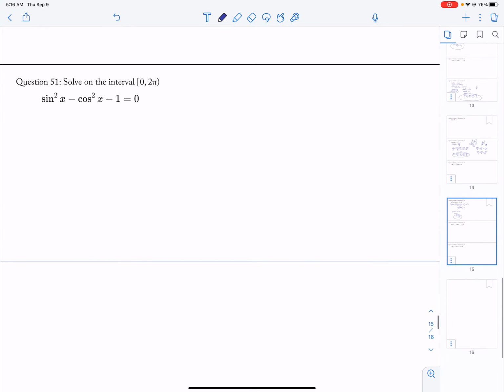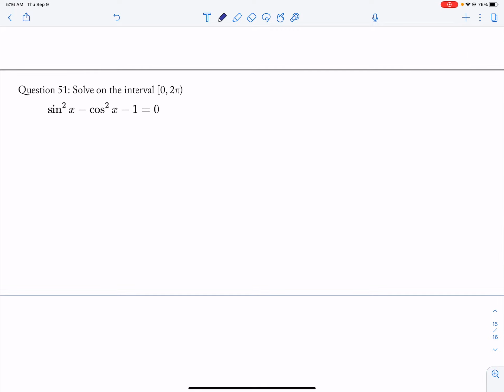51. Oh, this might be the last one. Okay. Oh, man. Sine squared minus cosine squared. Okay. So I'm going to use my identity to change cosine squared into 1 minus sine squared. So I have sine squared x minus 1 plus sine squared x minus 1 is equal to 0.